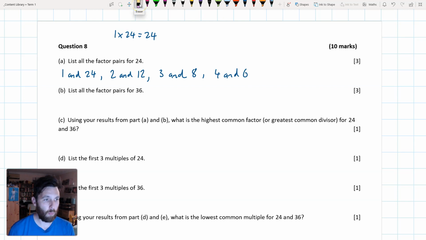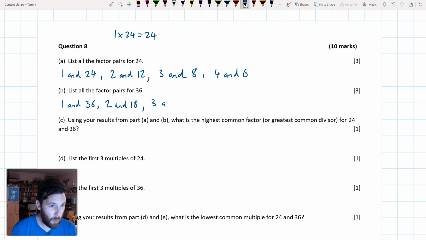Okie dokie. What's next? All the factor pairs of 36. We'll do something similar for that. 1 and 36. 1 times 36 is 36. 2 times 18. So 2 and 18 gives us 36. 3 and 12 give us 36. 4 and 9. So what you'll notice I'm doing here, I'm starting with 1, I'm checking 2, I'm checking 3, I'm checking 4. So 4 and 9.